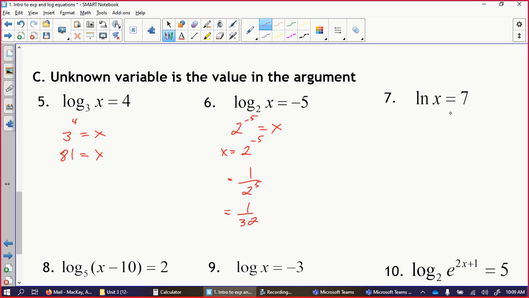Ooh, ln of x equals 7. E to the power of 7 equals x. Well, this is one I can.